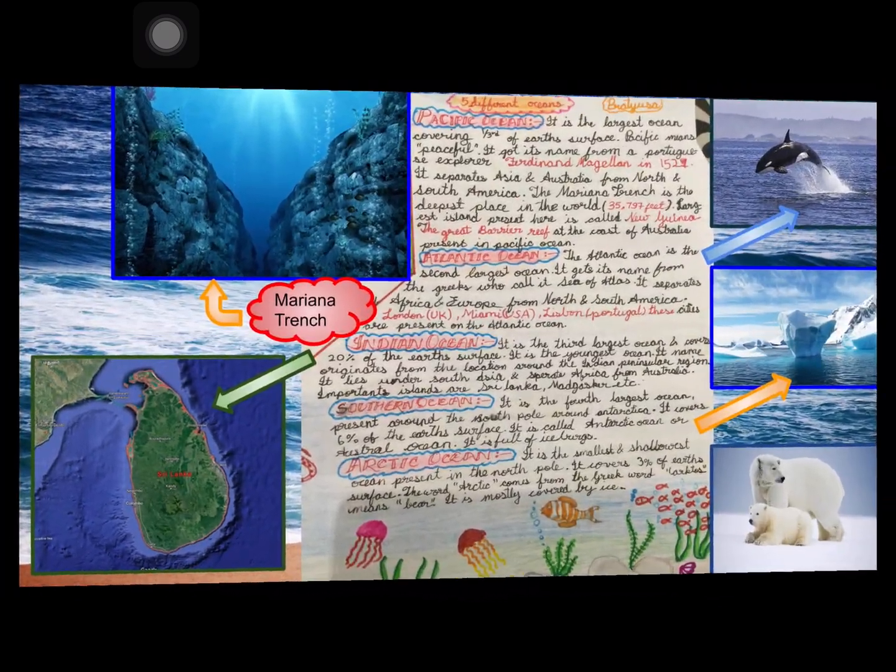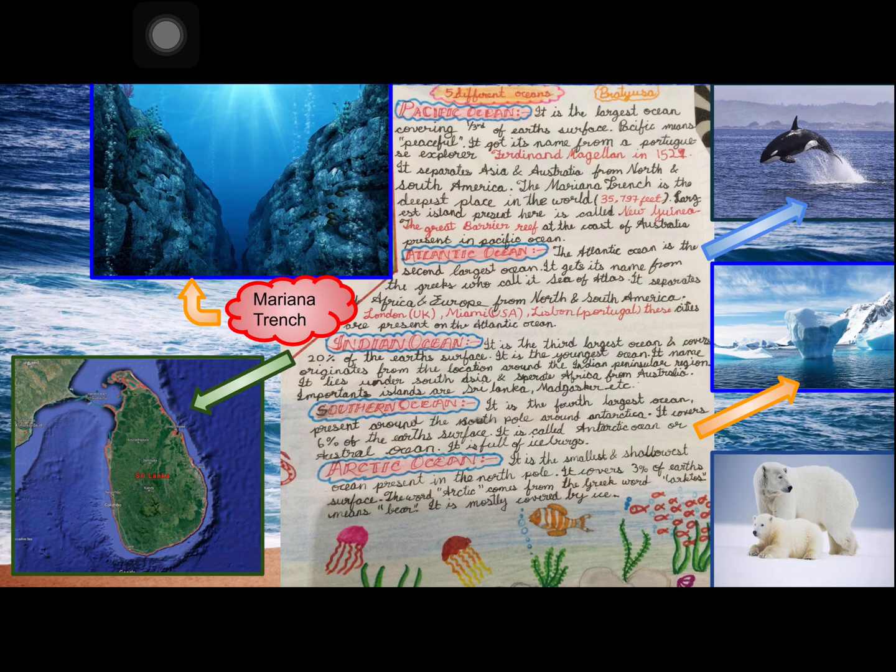So next, let's talk about the 5 different oceans. What are the 5 different oceans? The 5 different oceans are the Pacific Ocean, the Atlantic Ocean, the Indian Ocean, the Southern Ocean and the Arctic Ocean. So first let's talk about the Pacific Ocean.